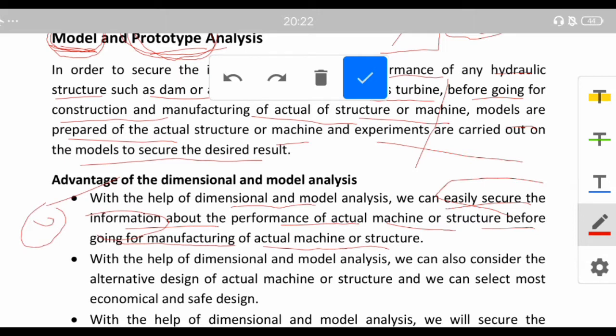So this can be helpful for getting that information, and it also defines the performance of the actual machine. If you are going to make the machine or the structure, it will give you an idea about its performance, how it can work in the near future once it is manufactured or constructed. So before going for manufacturing of the actual machine or structure, we will be able to get an idea from the particular model.